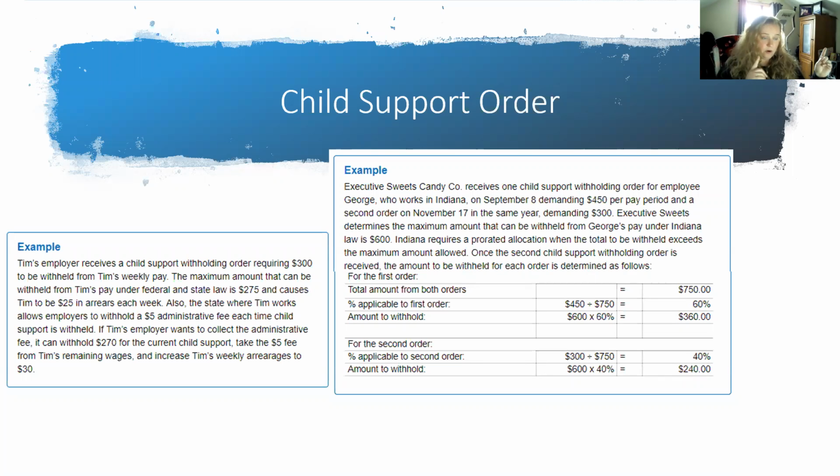So the total, $450 plus $300, is $750. $450 of that was supposed to go to the first order. $450 out of $750 is 60%. But the max that can be withheld is $600. So 600 times 60% is $360. So $360 is going to go to the first order. The second order is going to have the remaining 40%. So 300 divided by 750 is 40%. And then 600 times 0.4 is 240. So the two amounts together add up to the maximum allowed of 600, and it's allocated by the percentages of what should have been going to the first order and what should have been going to the second order if the total amount had been allowed to be taken. Does that make sense?